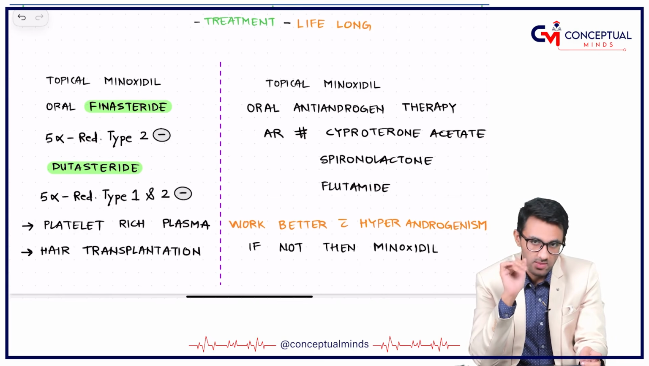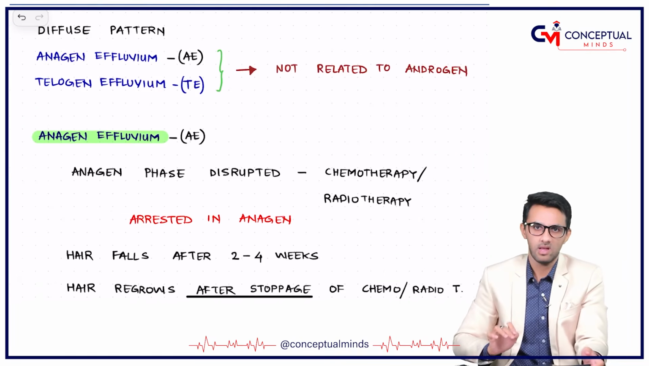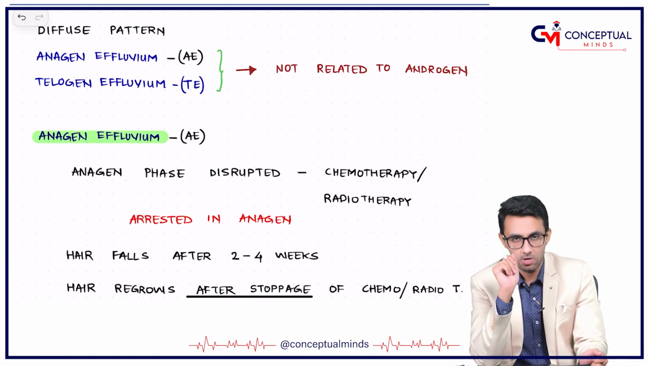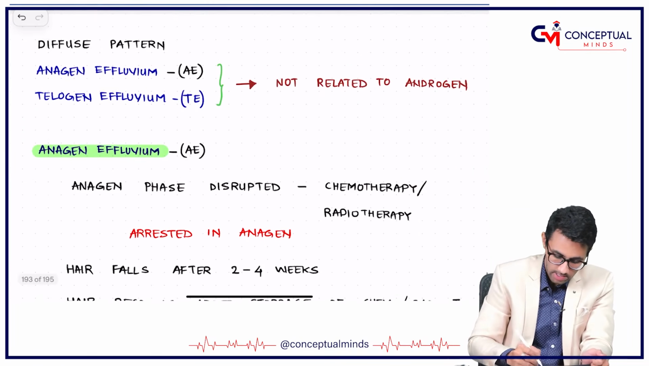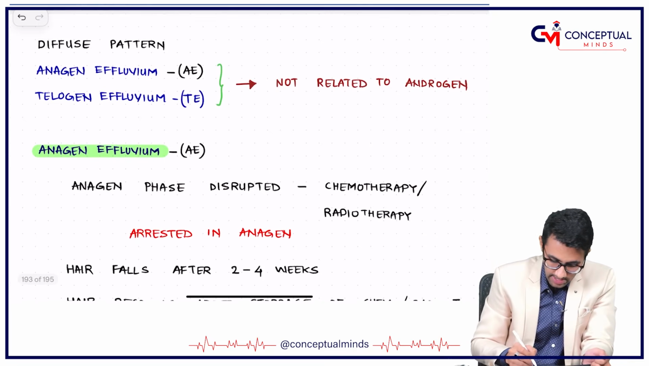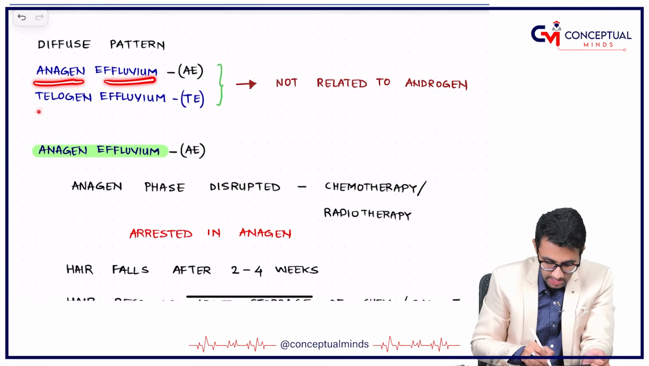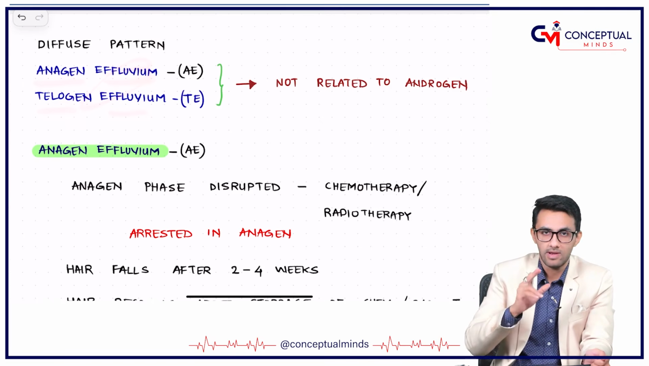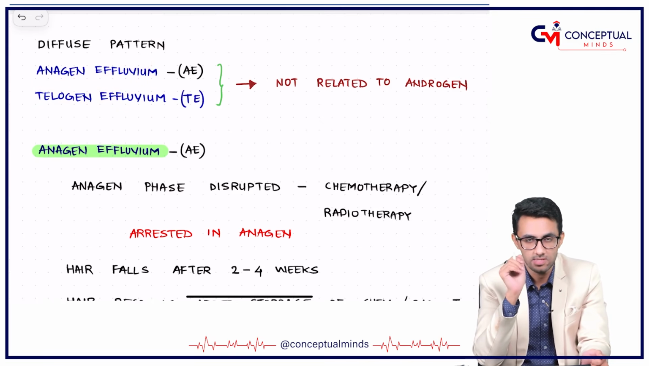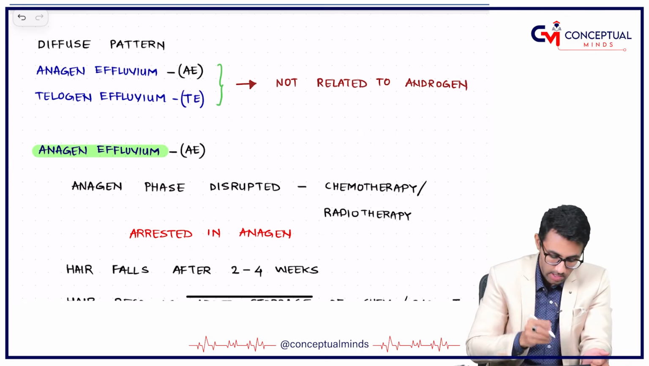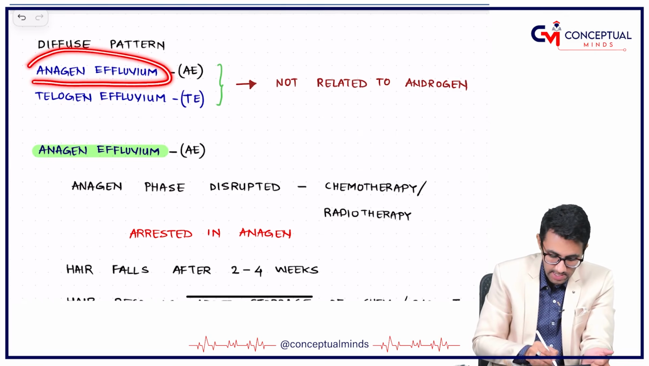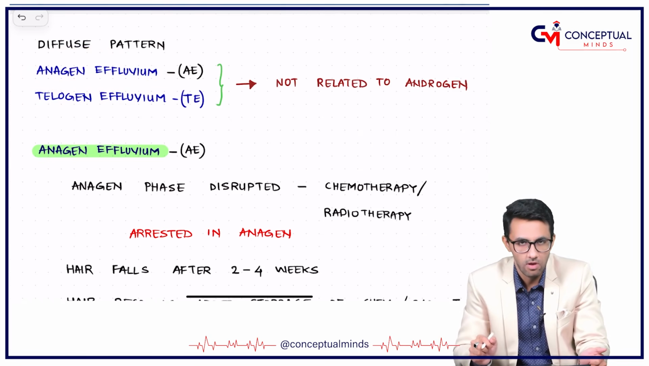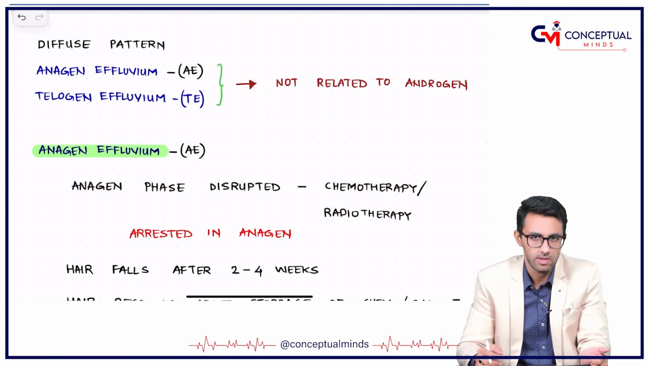Now we'll go on to the diffuse pattern, what it is, what it's not. There are only two conditions over here, that is anagen effluvium and telogen effluvium. Effluvium means fall, as we read in our classification. So the hairs which are in the anagen stage fall off, for some reason we will be discussing as well.